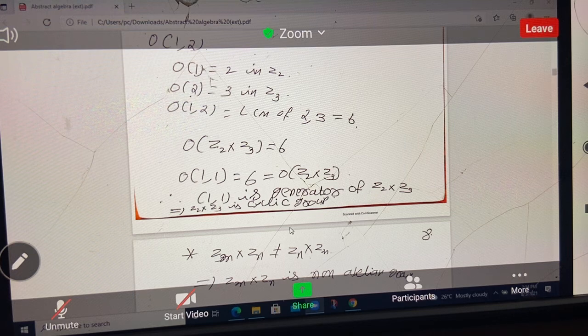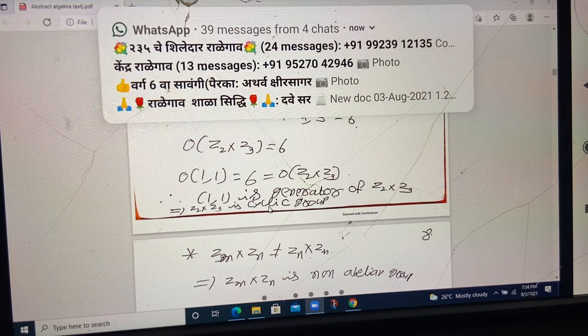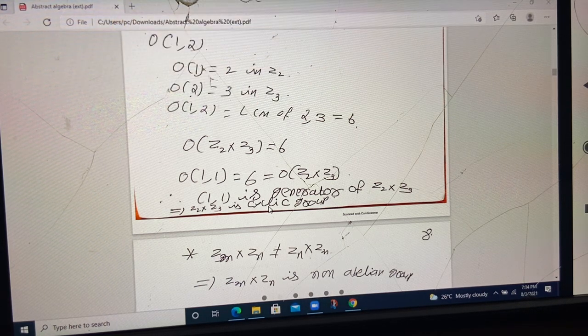Madam, yes. Sir, did you explain this generator concept in the direct product? Okay. Do you want it in the direct product or in the original cyclic groups? Here only.